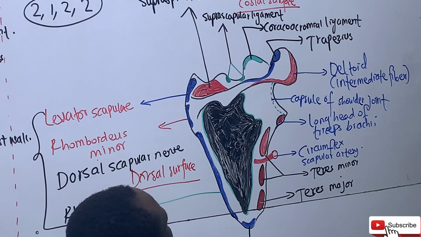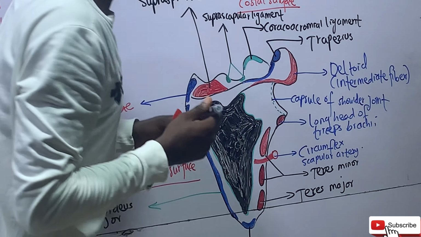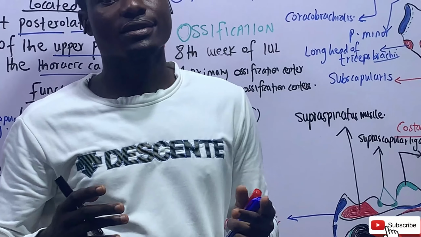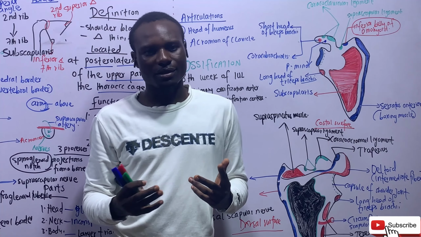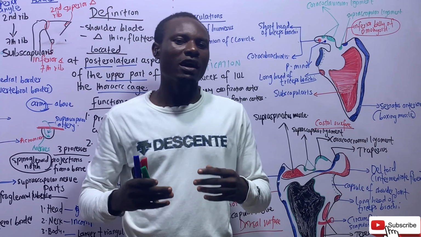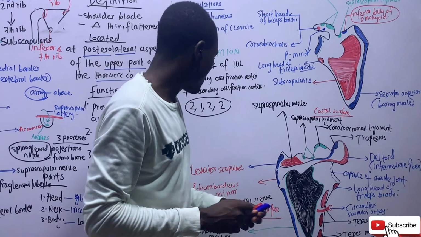Alright, so these are very important muscles that we should know, and we'll be discussing next the important clinical correlates pertaining to the scapula. And they include, number one, scaphoid scapula.